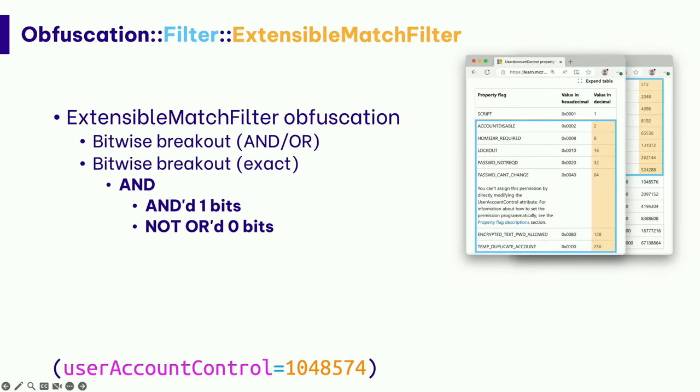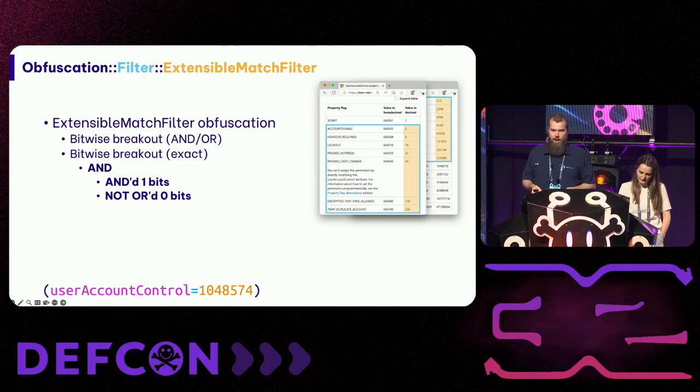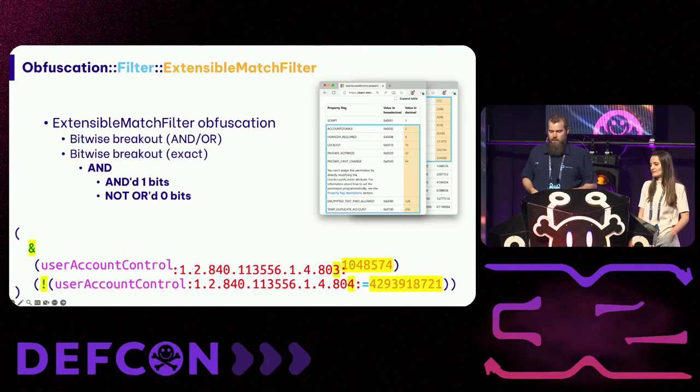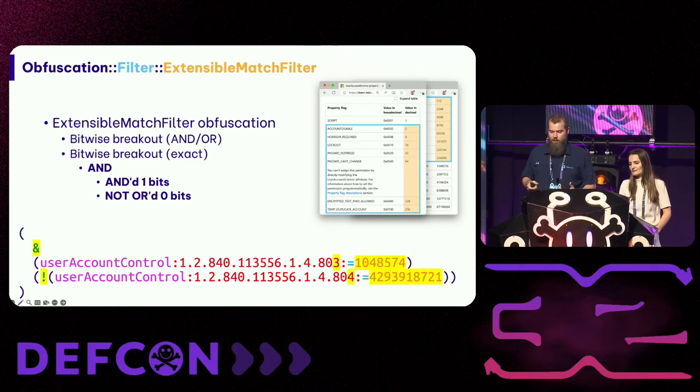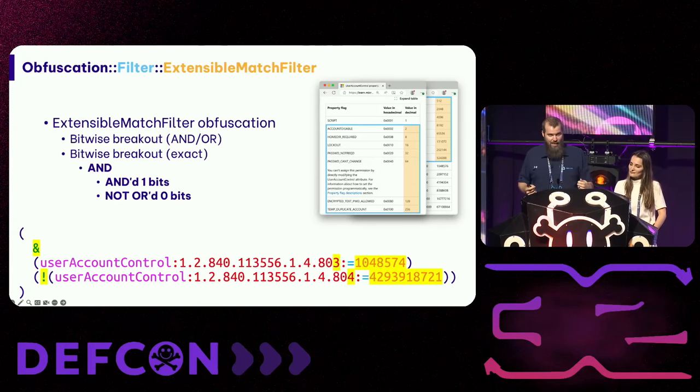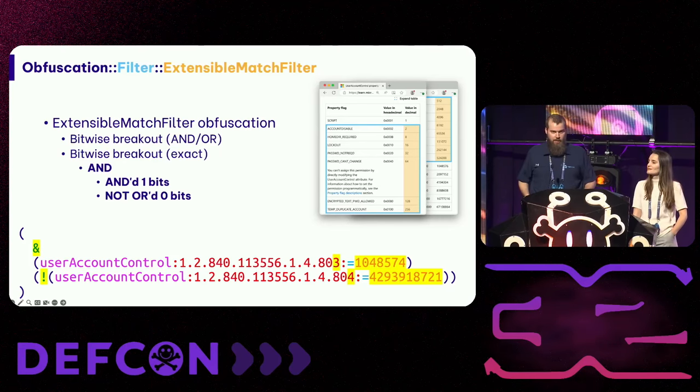So another thing we can do is if you have a filter that is a precise value, so this is looking for the exact ones and zeros set to equal this number, what you can do is use this little formula. You can add the extensible match filter of and for all the one bits, you can add the or extensible match filter for all the zero bits and negate it, and then and both of those filters together.